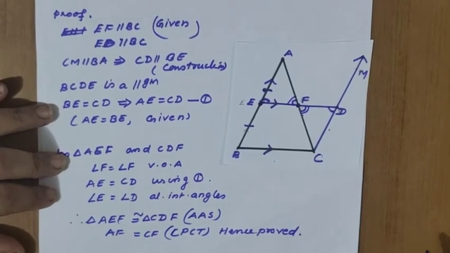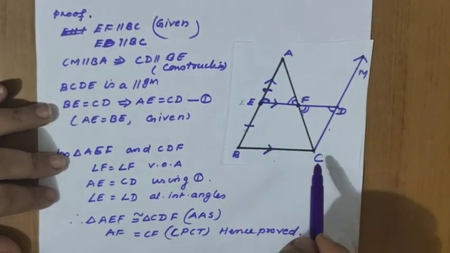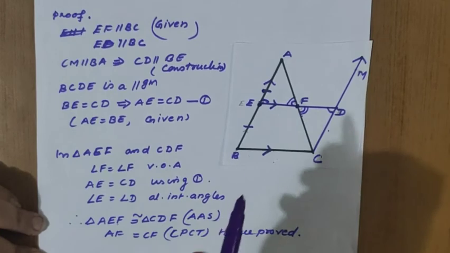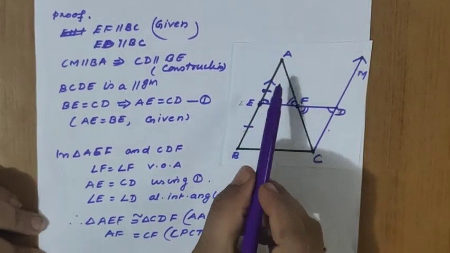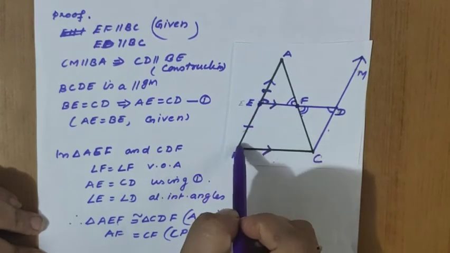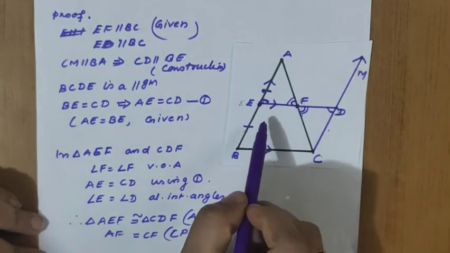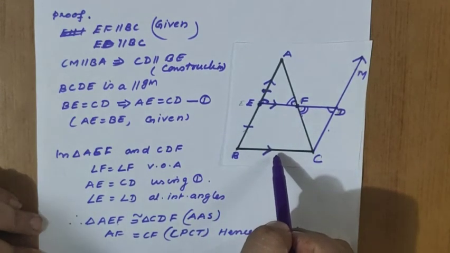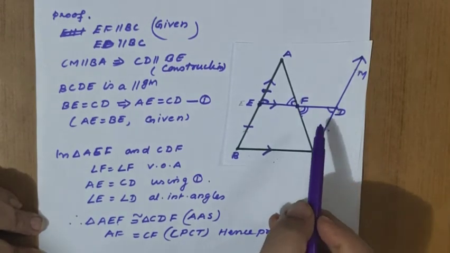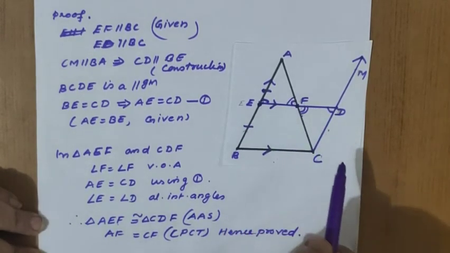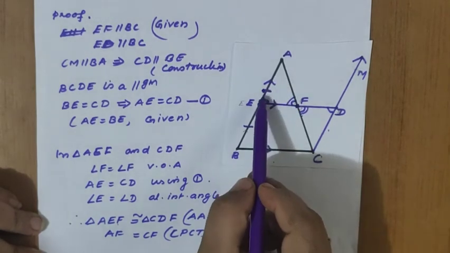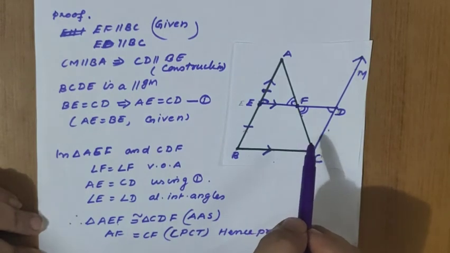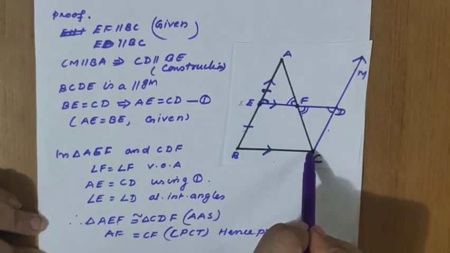So once again, the proof. What we have done here: triangle ABC is given. E is the midpoint here. So what is the concept behind this? AE equals EB. From that E, we are drawing a line in such a way that it is parallel to the second side of the triangle. The concept says that it bisects the third side also. So we are given AE equals EB and EF parallel to BC. We have to prove AF equals FC.